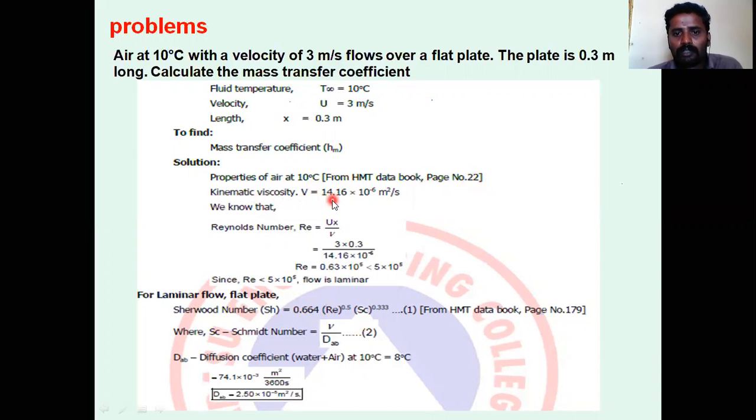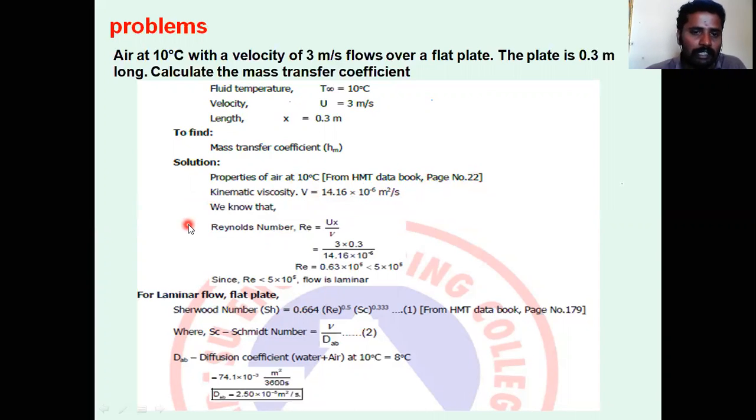Kinematic viscosity is equal to 14.16 times 10 power minus 6 meters square per second. In this type of convection problem, we take some values like Prandtl number and K value from the data book. Here only the mu value is taken from the data book, 14.16 times 10 power minus 6 meters square per second. Next step, we should find the Reynolds number.